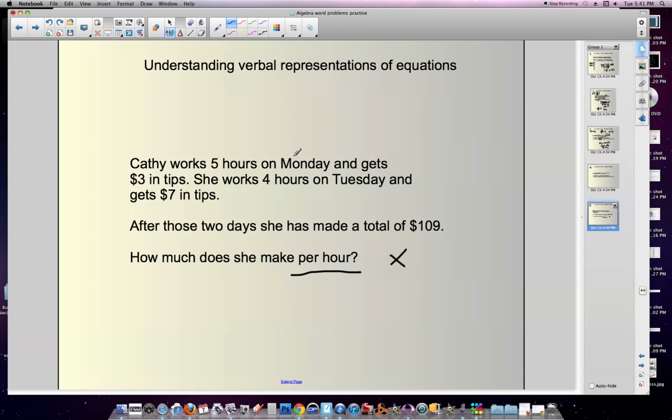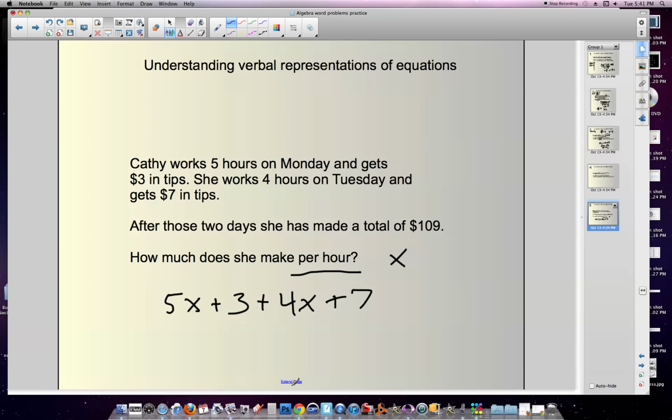So Kathy works 5 hours on Monday. So she made 5 times what she makes in 1 hour because she worked 5 hours. And she made $3 in tips. And she works 4 hours on Tuesday. And she made 4 times as much as she makes in 1 hour on Tuesday. And she made $7 in tips. This is all her getting money. This is all positive, right? Positive 5x, plus 3, plus 4x, plus 7.